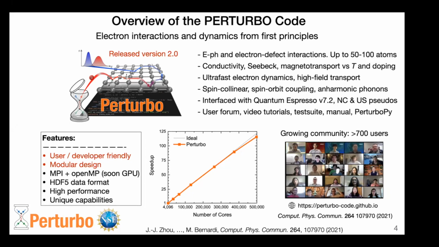So in general, we've been thrilled by the community response. We released the code in 2021, and in about 2 years, we now have about 700 users, and the paper has been cited over 150 times. And so this basically motivates us to continue with this project and continue growing it and training new users.